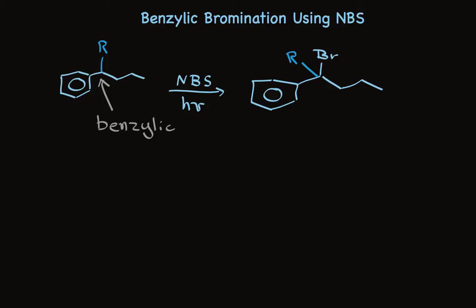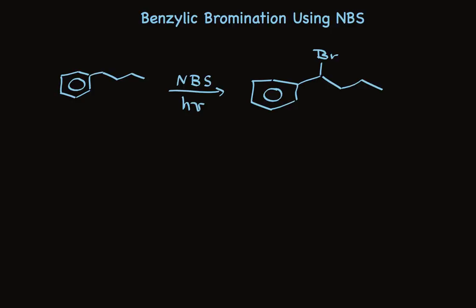However, it doesn't include all alkylbenzenes. If there are two alkyl groups there, there's no benzylic hydrogen, and this reaction does not occur at the benzylic position. In the event that there are multiple CH2 groups here, we'll see bromination at each of them.